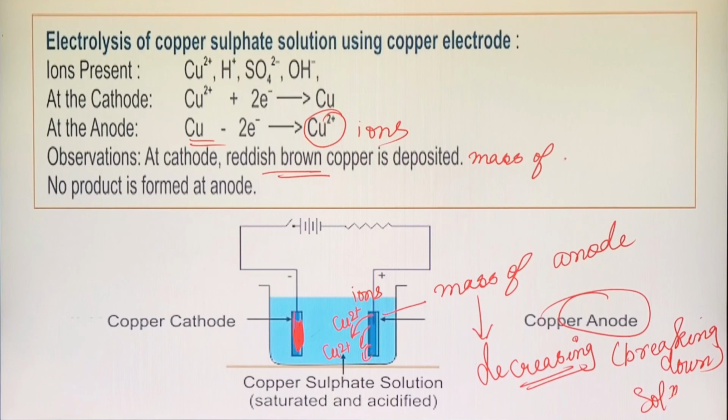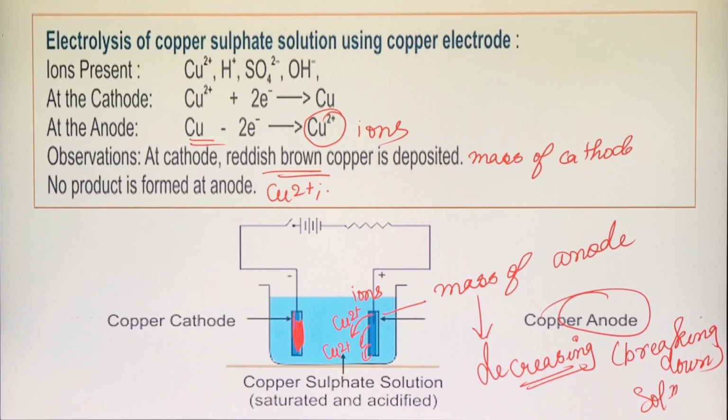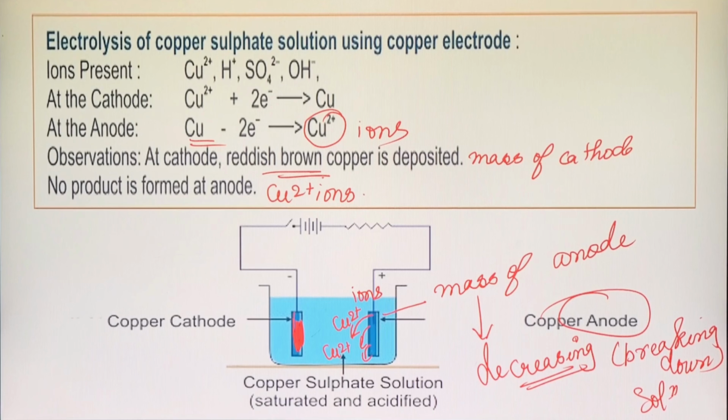Clear? But at the anode, please write Cu2+ ions are formed. Correct. This is a correct product that is being formed. But please do not write this as an observation. Clear? You can either write no product is formed or please use this sentence.